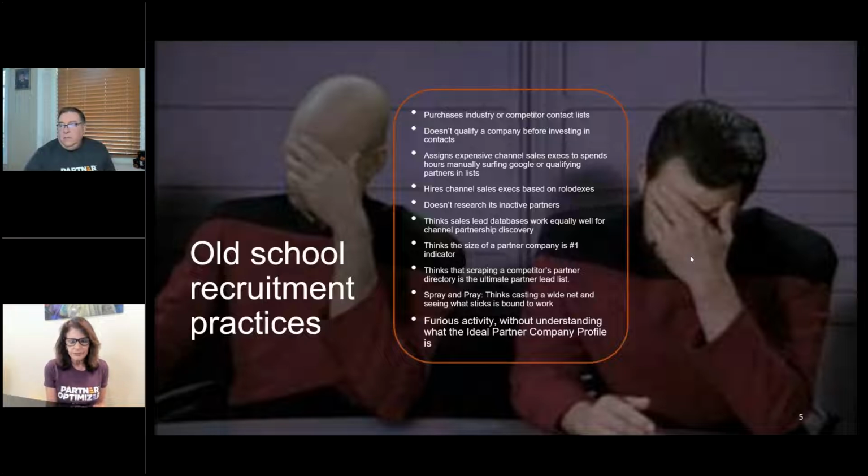There are definitely pearls in there to uncover, as well as learning why they're not being active. That's an important component as well. Yeah, exactly. So I lost my track, but with the sales leak databases and looking at people for channel partnership discovery, a lot of those, again, it's about the contact. It's not really about the company you're looking at.